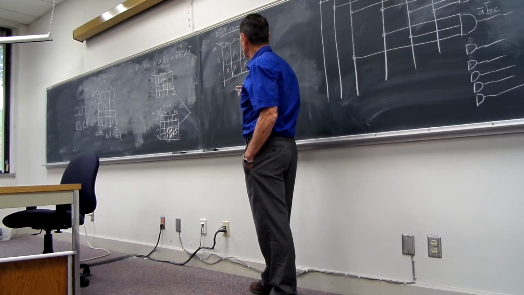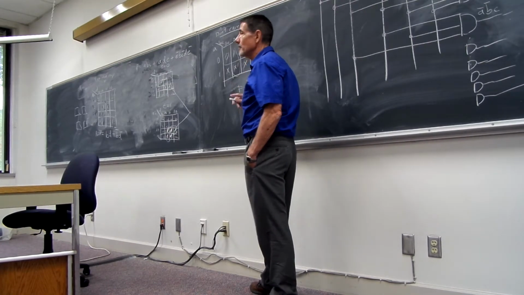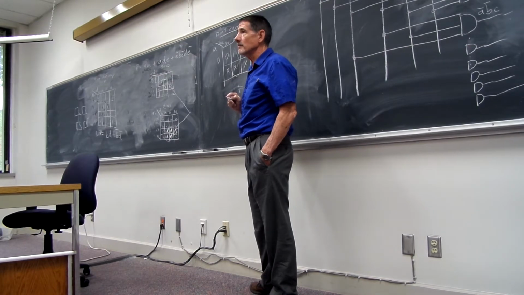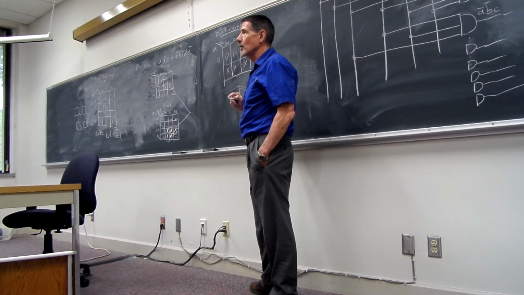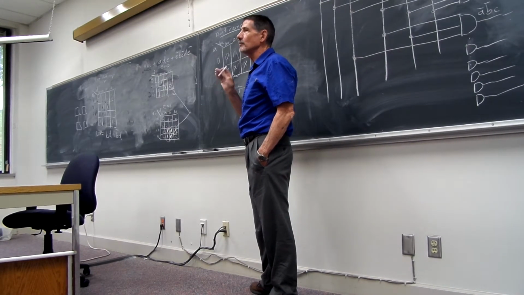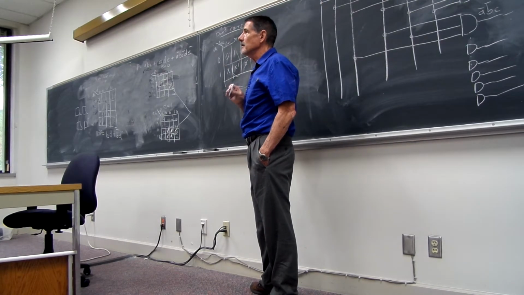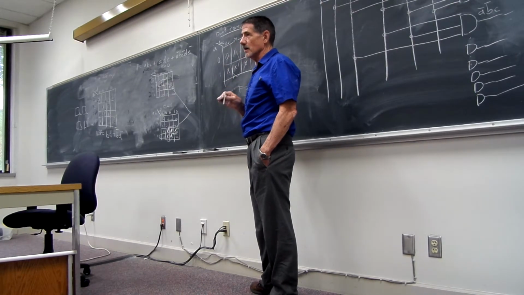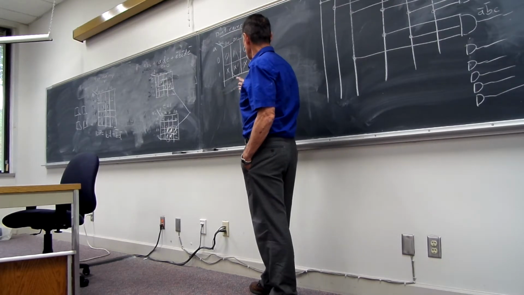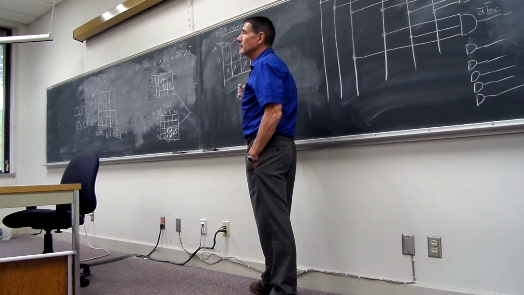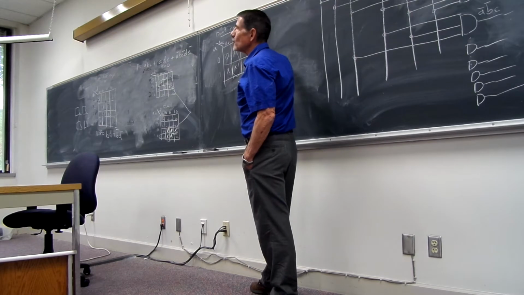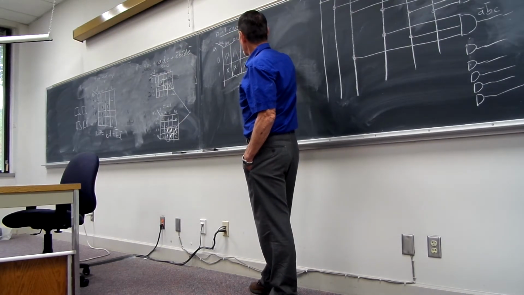B bar C. Everybody okay with that? What variable did not change? What variable does change? A. So we don't include it. What variables do not change? B and C, but I need the B bar. I got this one to cover.